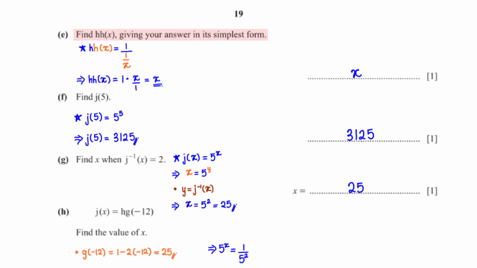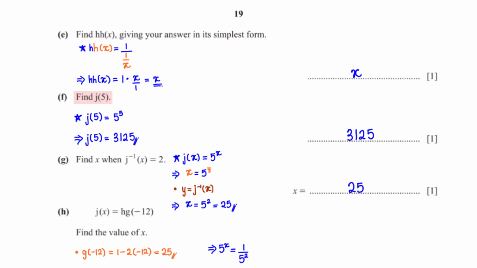Find h of h of x. Give your answer in its simplest form. To get h of h of x, we replace x in h of x with h of x, which is 1 over x. So 1 over (1 over x) becomes 1 times x over 1, which is equal to x.